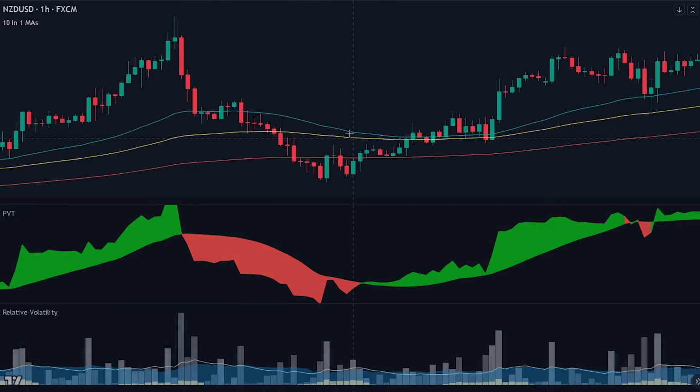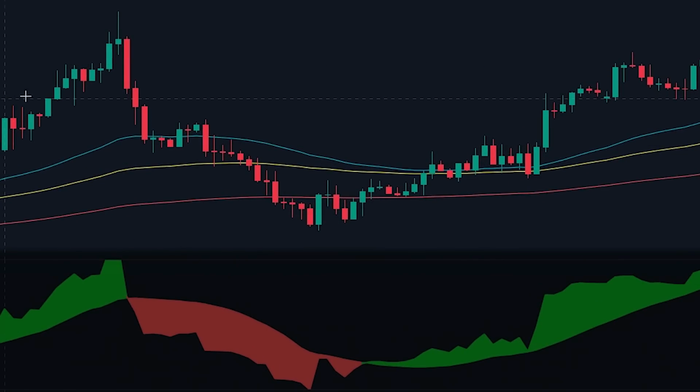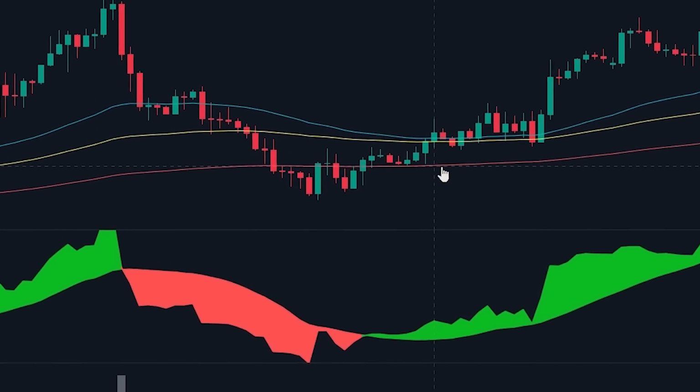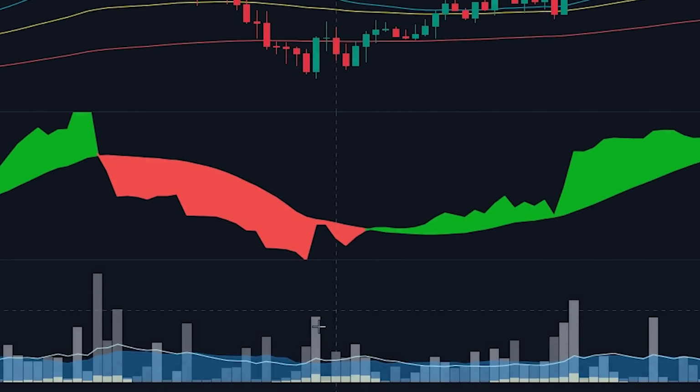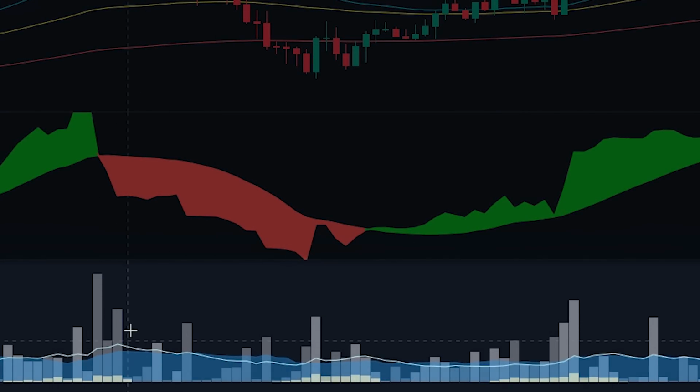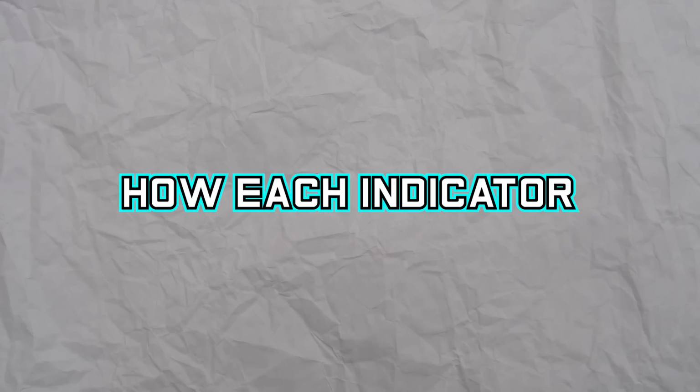We will be using the EMAs to determine the overall trend. This means that we will only enter into positions that align with the indication of the EMAs. Next, we will be using the PVT indicator to find the entries. The PVT indicator will provide us with the buy or sell signal. Finally, we will be using the relative volatility indicator as a confirmation to make sure there is enough volume in the market. Now that we know exactly how each indicator will be used, let's take a look at entries that can be made using them.